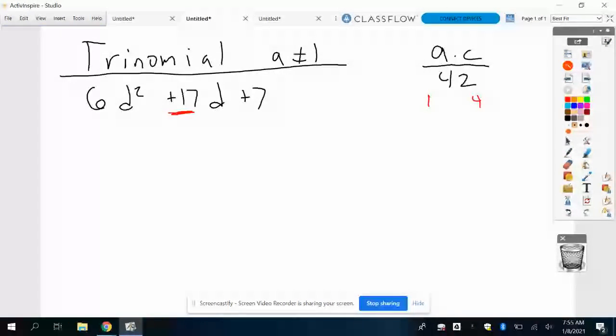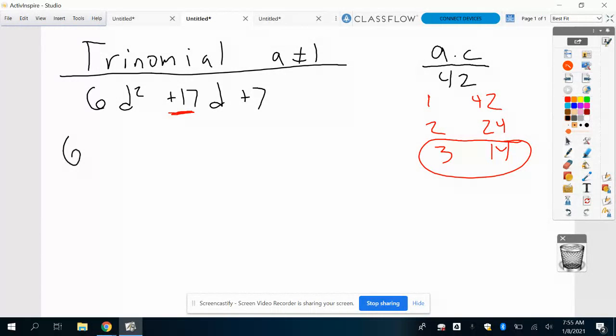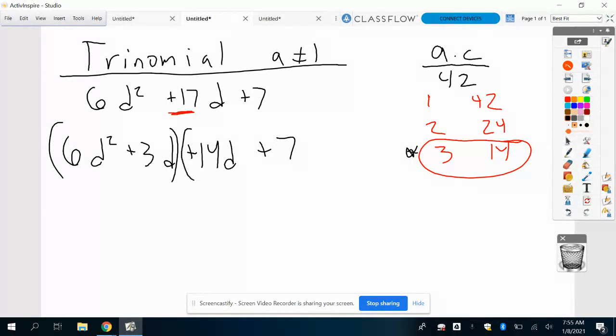So we've got 1 and 42, that's not 17. 2 and 24, that's not 17. 3 and 14, there's our answer. So we rewrite our equation as 6d squared, and instead of 17d, we do plus 3d plus 14d from our factors here. And then we still have that plus 7. From here, we want to factor by grouping. So we group up the first 2 terms and the last 2 terms, and you take out the GCF.